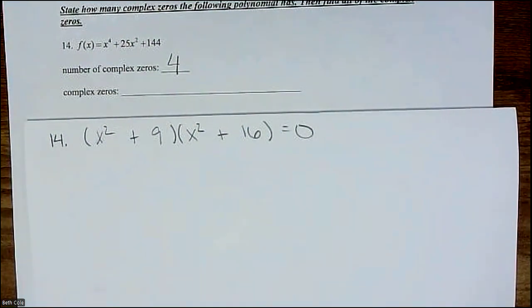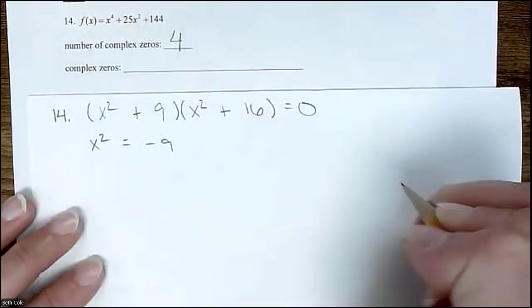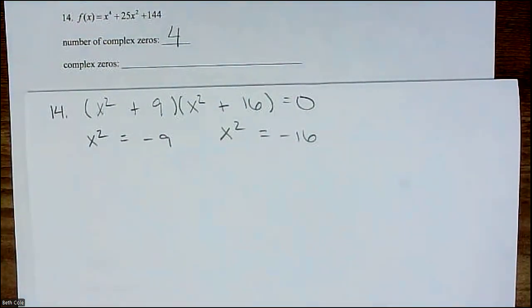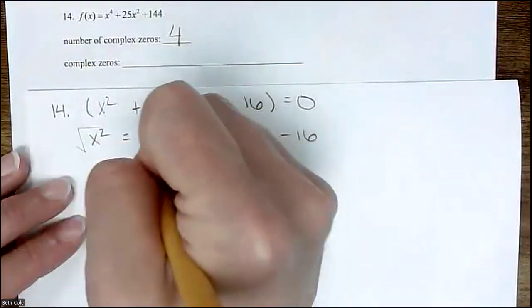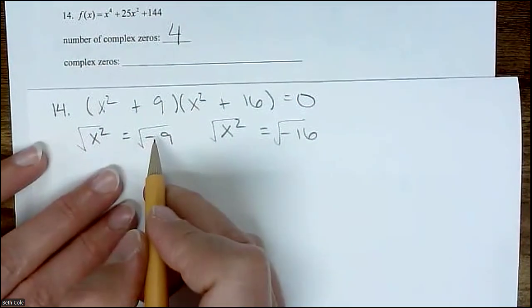Because if you stop there, it's a sad day. I have to take off points. Yeah, set them to 0. If you don't finish, then you didn't get your answers. This one would give you x squared equals -9. This one would give you x squared equals -16. And then you square root, and what are your answers? Plus or minus 3i, plus or minus 4i.